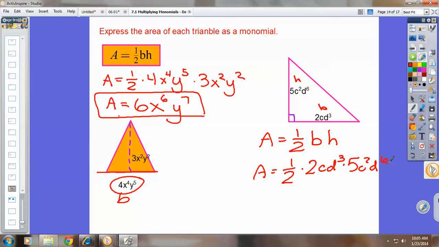Again, we should be able to simplify this expression based on our rules of monomials. What is half of 2? 1. And 1 times 5? 5. So we have 5. C to what power? 3, because 1 plus 2 is 3. D to the 9th, because 3 plus 6 is 9.